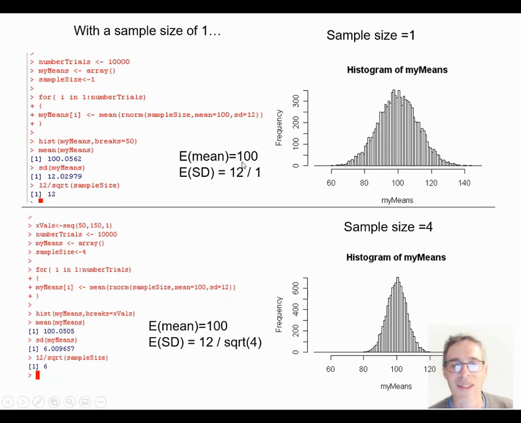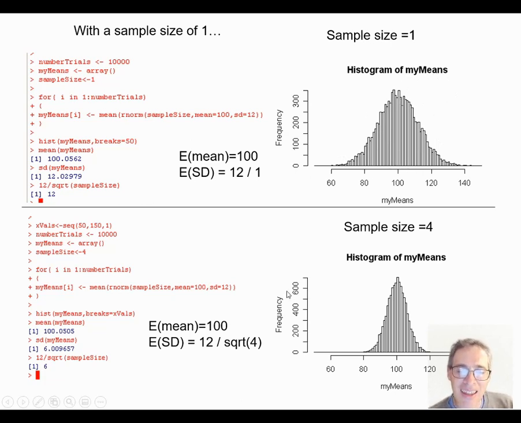So here I have one student taking the exam, and I do that 10,000 times. The mean is 100. The standard deviation is 12. So this is just the simple test that we saw before for a single student taking the test. And the distribution is going to look like this, with a mean of 100 and standard deviation of 12.